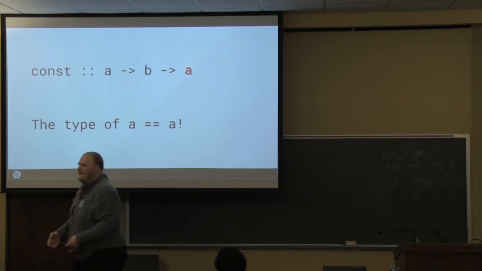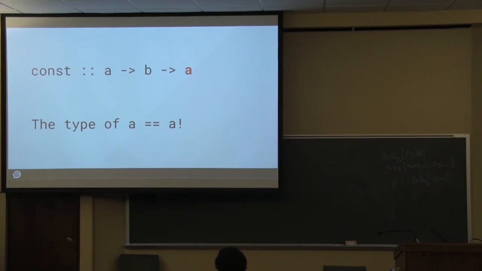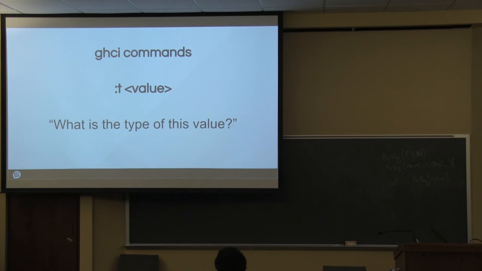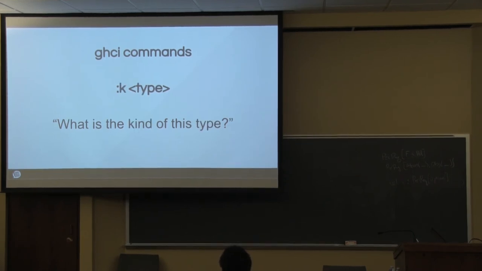There's a lot of information here, but it takes a little while to learn how to read it. Well, all right, if I can ask the type of a value, can I ask anything interesting about a type? Can I lift this one step up? This is Haskell, what do you think? I can ask the kind of a type.